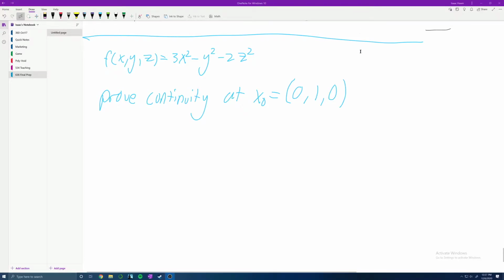So here we have this three-variable function, f of x, y, z equals 3x squared minus y squared minus 2z squared. And we're asked to prove continuity at x naught, the point x naught equals (0, 1, 0). And we're going to use an epsilon-delta argument to do this.